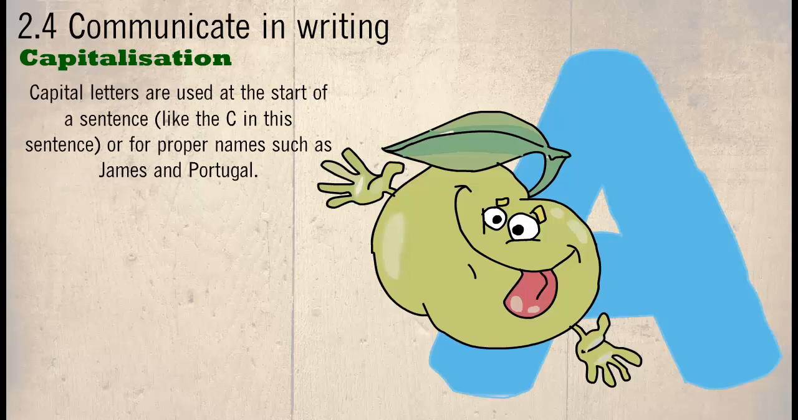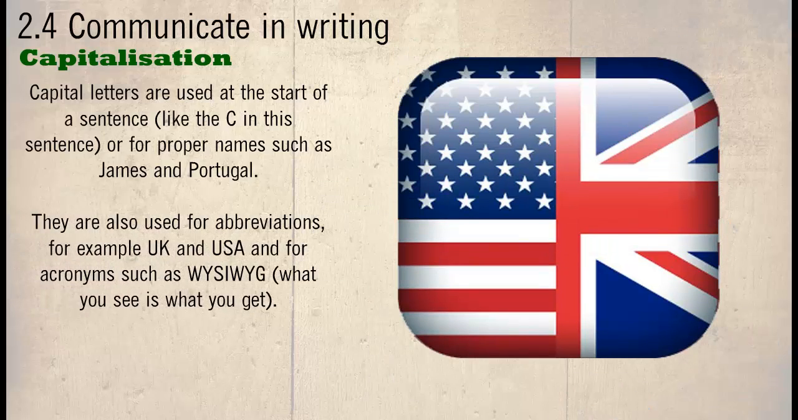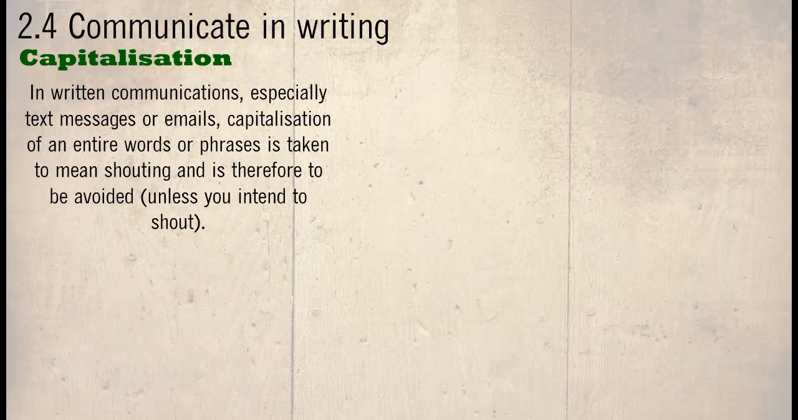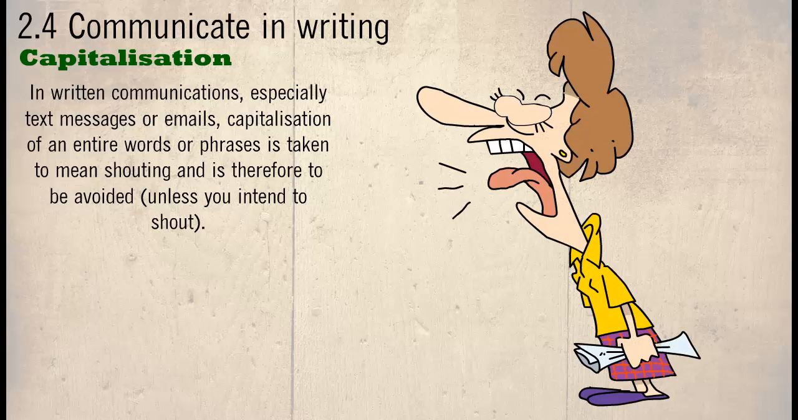Capitalisation. Capital letters are used at the start of a sentence, like the C in this sentence, or for proper names such as James and Portugal. They are also used for abbreviations, for example UK and USA, and for acronyms such as WYSIWYG: what you see is what you get. In written communication, especially text messages or email, capitalisation of entire words or phrases is taken to mean shouting and is therefore to be avoided, unless you intend to shout.